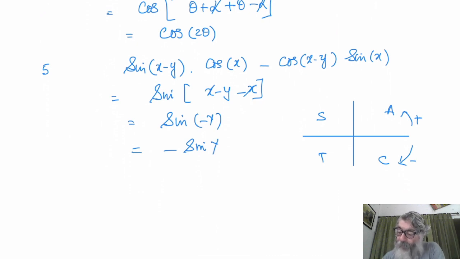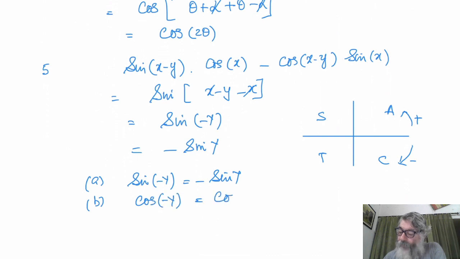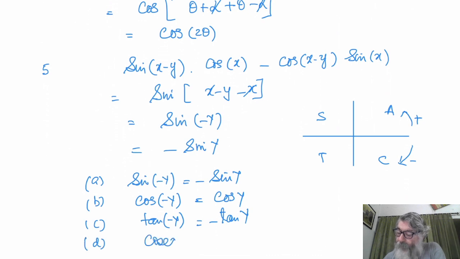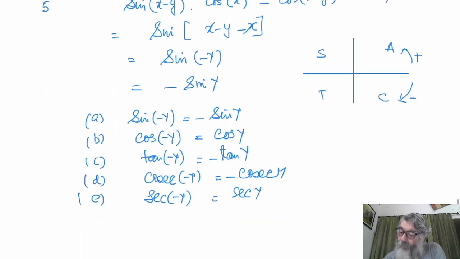In this quadrant, you can remember sin minus y will be minus sin y, cos minus y will be cos y, tan minus y will be minus tan y, cosec minus y will be minus cosec y, and sec minus y will be sec y, and cot minus y will be minus cot y.